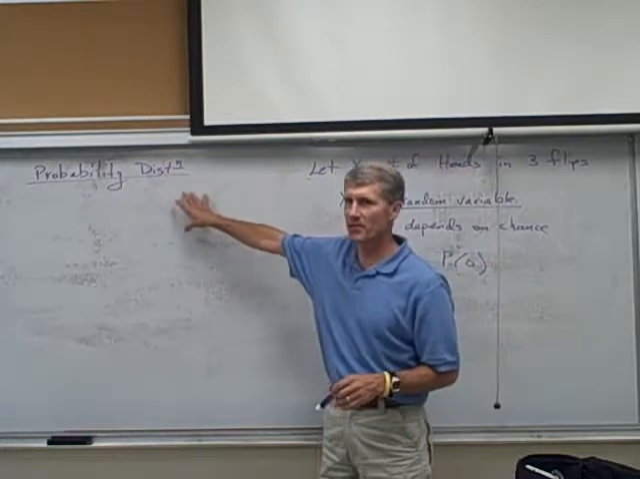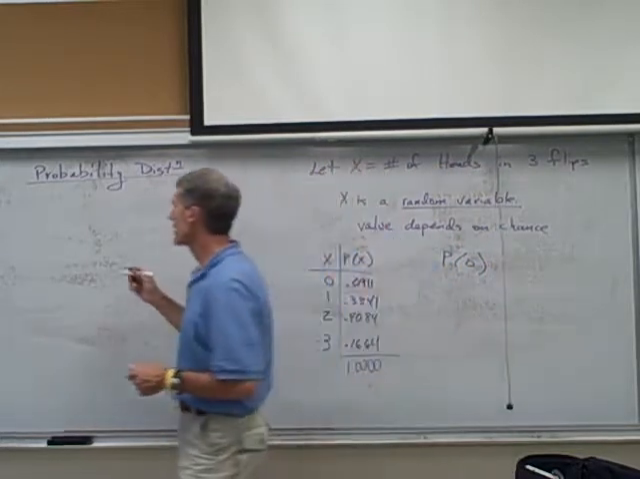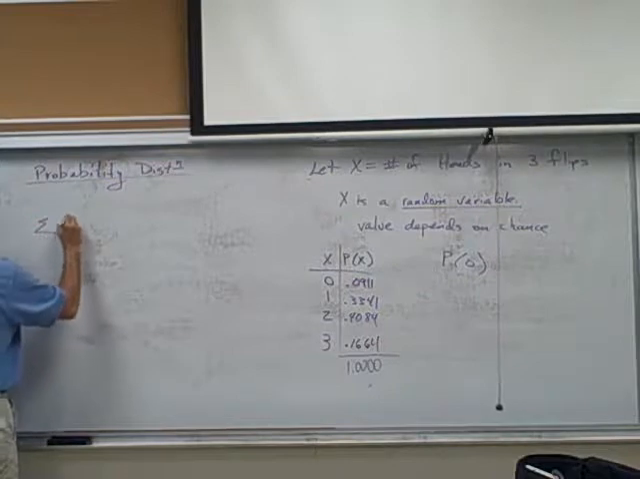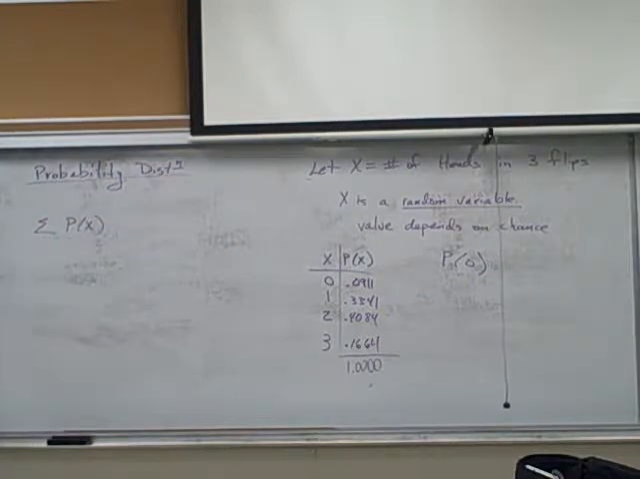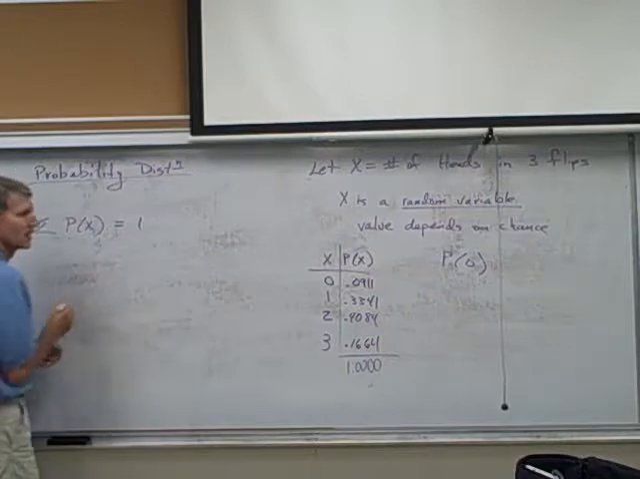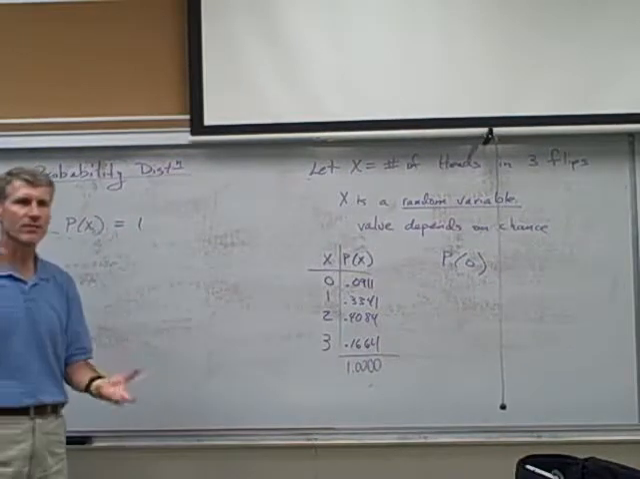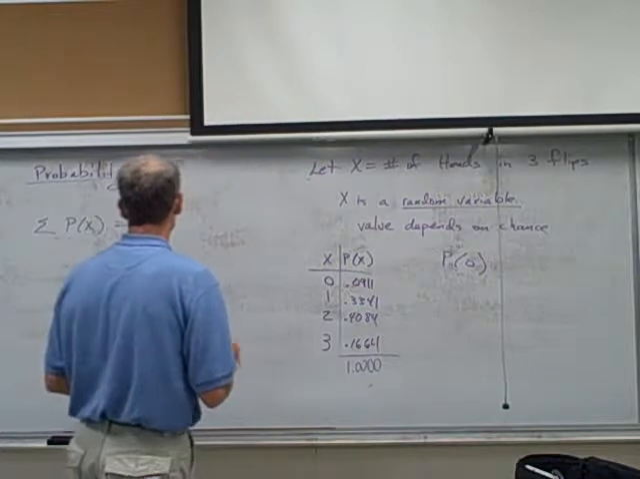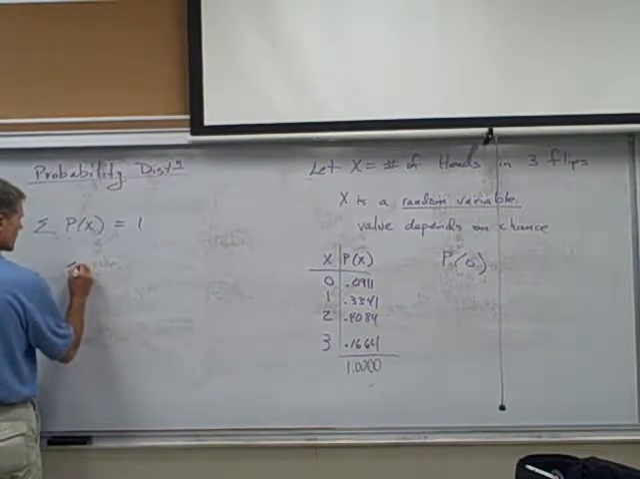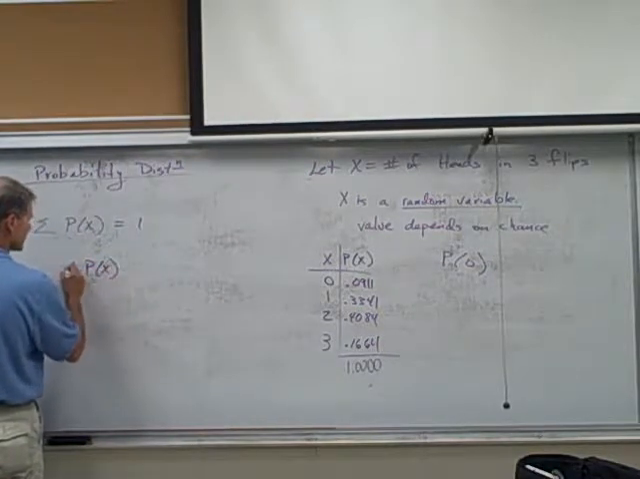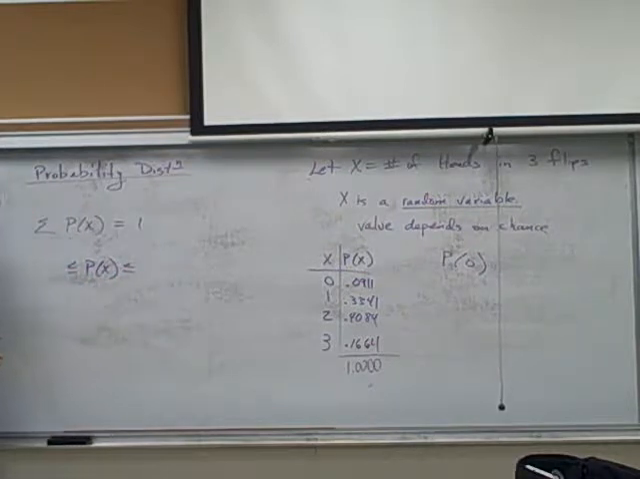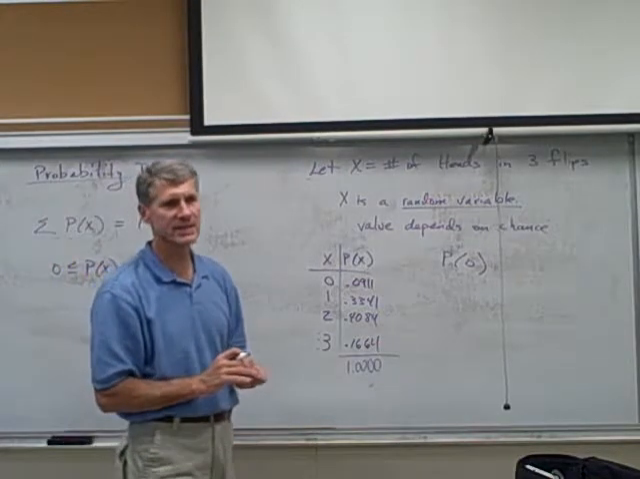So one of the rules of probability distribution is that the sum of the probabilities, remember the Greek capital sigma, it means summation? The sum of the p(x)'s has to be 1 because you're distributing the total amount of probability. Also, each value of probability in that table has to be between what 2 numbers? 0 and 1.